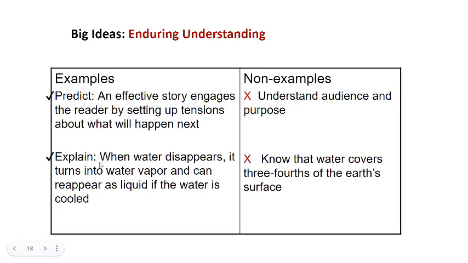And also, to explain, for example, when water disappears, it turns into water vapor and can reappear as liquid if the water is cooled. This is critical thinking, and when they understand and can explain how this happens, that means this is an enduring understanding.